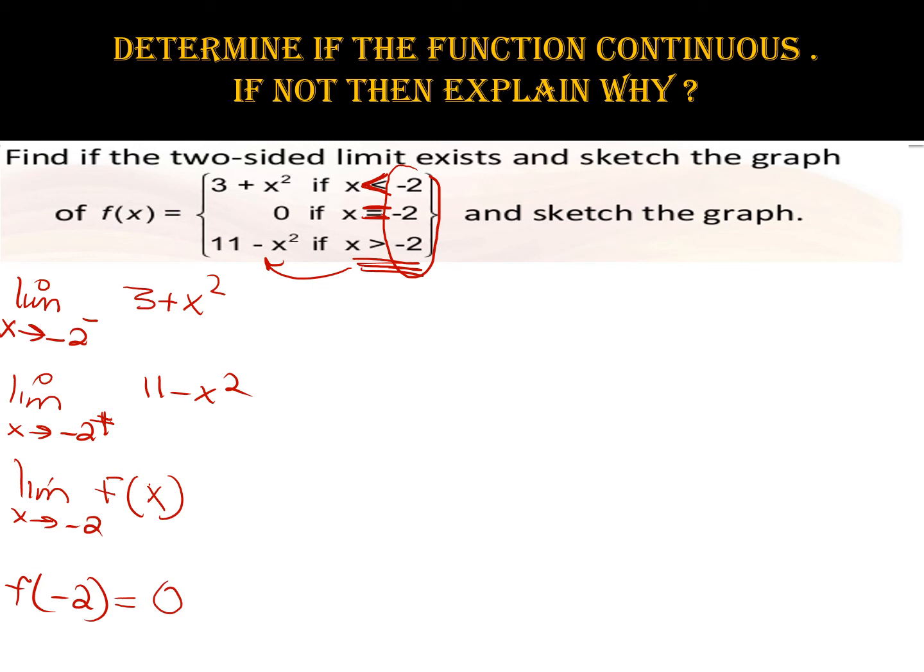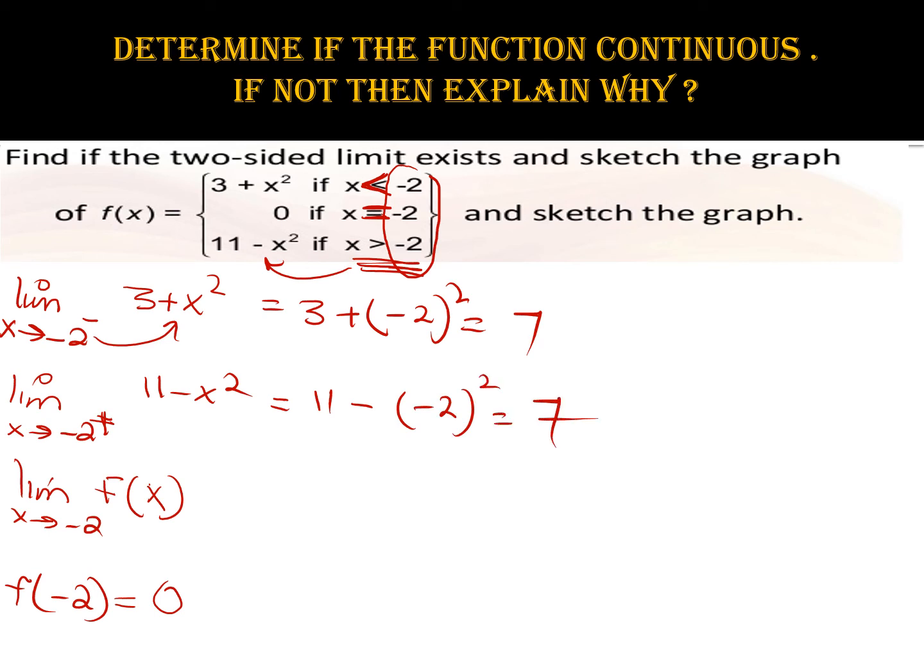Now apply the limit. In place of x, you just replace -2, whole squared. That means 4, 5, 6, 7. Here you replace x by -2, so that means 11 minus 4, it will be 7. So both of them are 7. So you can say that the limit of the function is equal to 7.